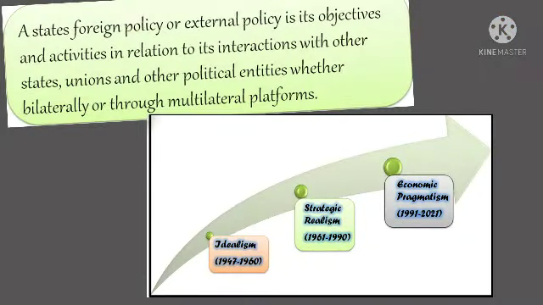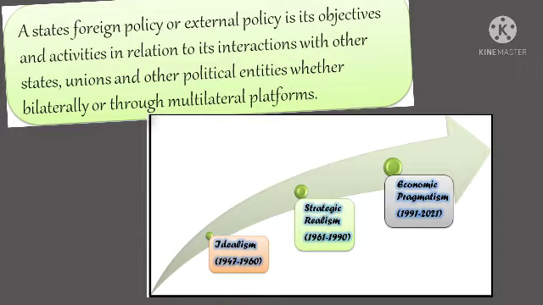So initially, we are going to start with the definition of foreign policy. Basically, what is foreign policy? A state's foreign policy or an external policy is its objectives and activities in relation to its interaction with other states, unions, and other political entities, whether bilaterally or through multilateral platforms. This may include one-to-one talks or 2+2 dialogue meetings or meetings in various organizations.